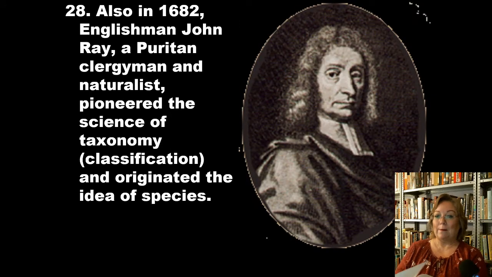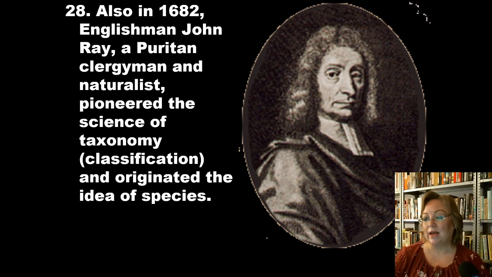Also in 1682, big year for science, John Ray, a Puritan clergyman and naturalist, pioneered the science of taxonomy, that is classification, and originated the idea of species, that there are different species and subgroups within species. So he started that pioneering of taxonomy, classifying different things. For instance, a dog is a different species than a cat. You've got feline versus canine. And then within the feline classification, you have multiple other classifications within that, for wild cats versus house cats.